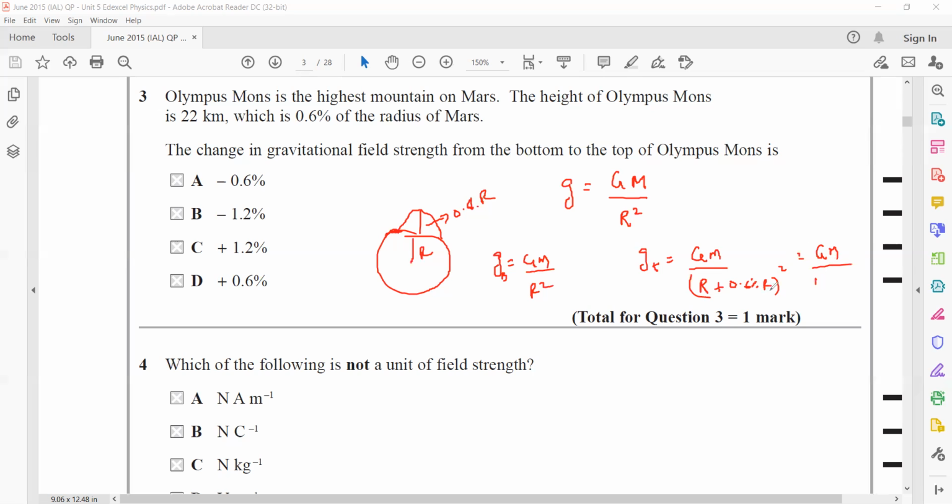When we convert the percentage into a decimal, it will be 0.006. So it will be R plus 0.006 R, and then whole squared. When we further solve, it will be GM over 1.006 R squared. So when we square this, it will be GM over 1.006 squared R squared, that is equal to 1.012 R squared.